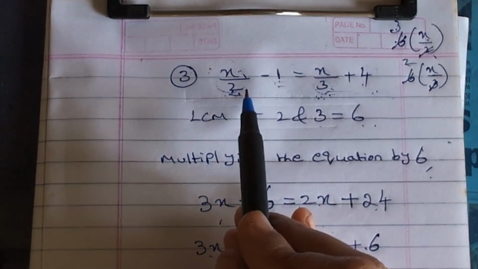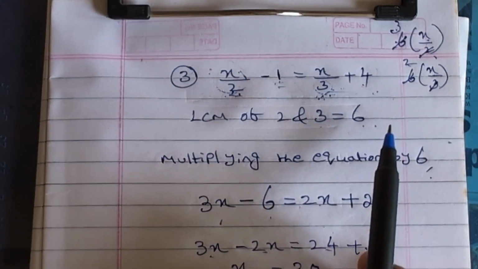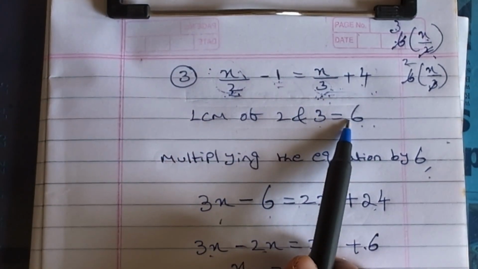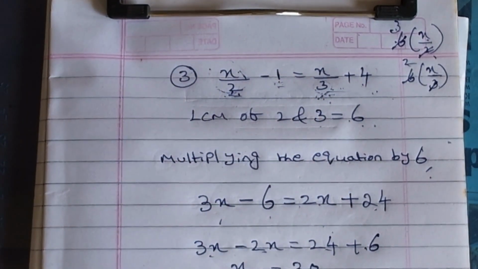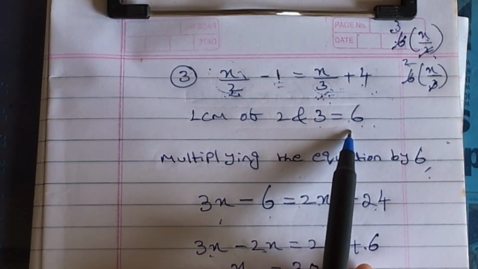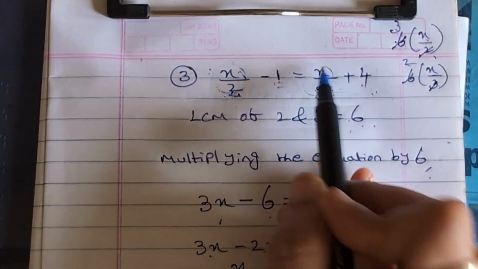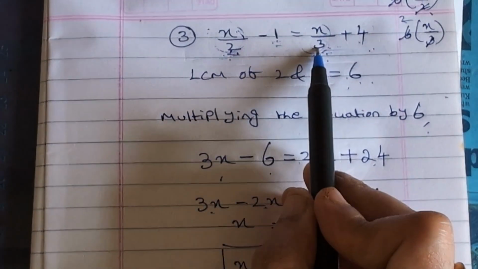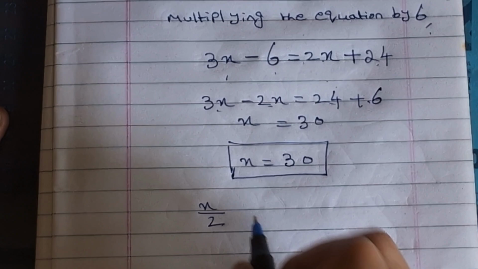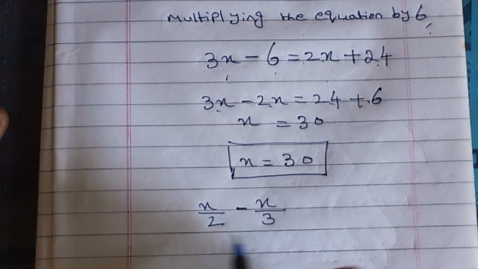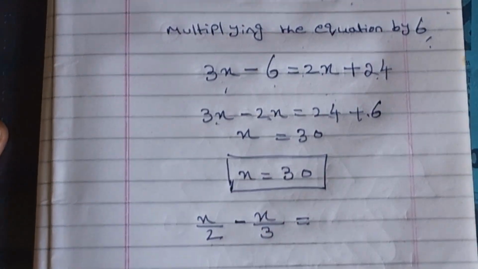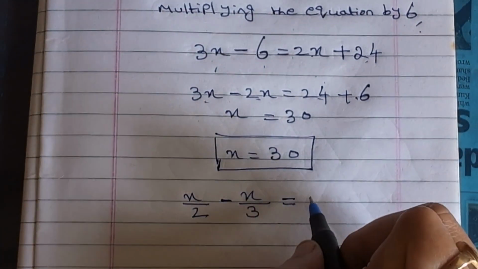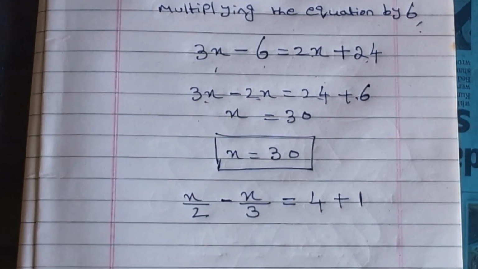So whenever you have a denominator, always solve the linear equation by getting rid of the denominator. And to eliminate the denominator, find the LCM of the denominator and multiply the given equation by that LCM. If you don't want to do this by the LCM method, you can also combine the like terms directly. Like x by 2 we have here, and this x by 3 comes here. So x by 2 minus x by 3 equal to RHS we have 4, and this minus 1 shifts to RHS. So it will be 4 plus 1.